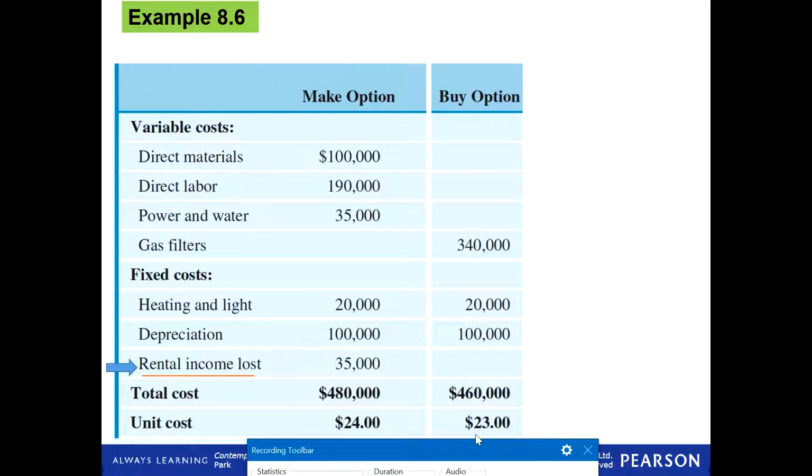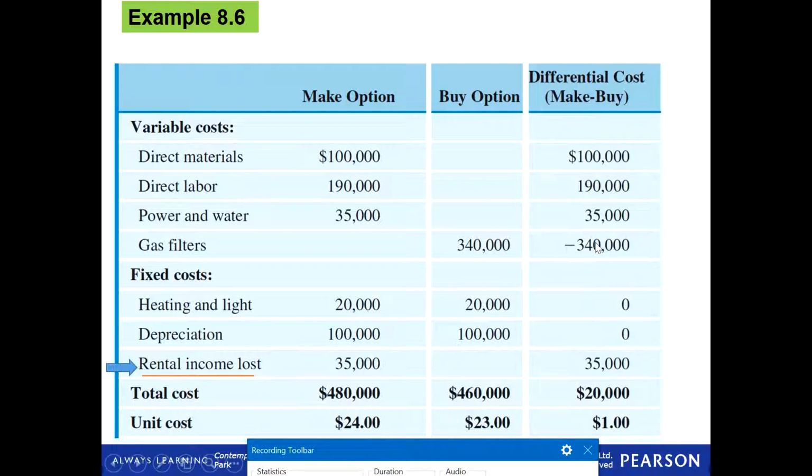Now with this analysis, you see, this is very important, right? In order to make a decision whether to make it or to buy it, you have to compare the cost. If you make it, it costs us 24. If you buy it, it costs us 23. So what is the better choice? Of course we should buy because it costs us less. Or you can see in the next column the difference. This minus this, 100 minus 0, is the same, and there is no difference here. This one we have a loss in rental income, so if you add all of them, it is 20,000, the total differential cost.